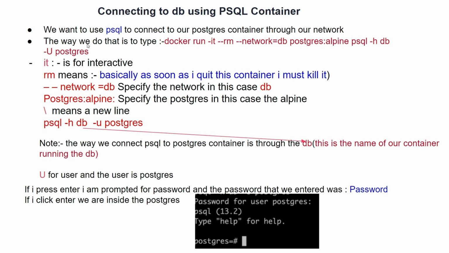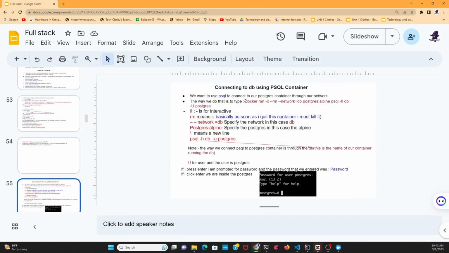The way we do that is to type this command here: docker run -it --rm, and then --network, I'm sorry, I'm saying minus, but it's supposed to be dash dash. So we also have --network, which equals the name of the network, and then this is the Postgres. So let's go ahead and copy this.